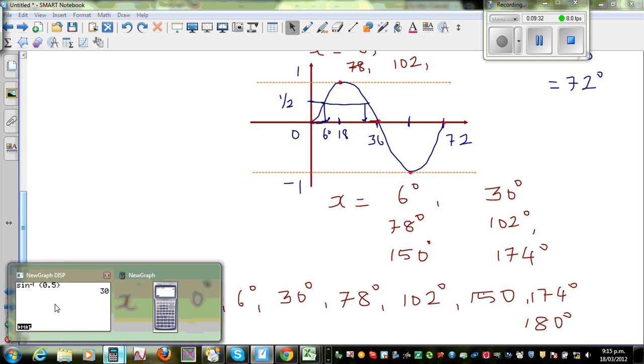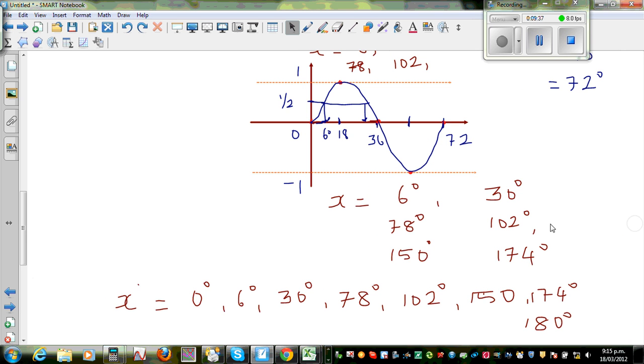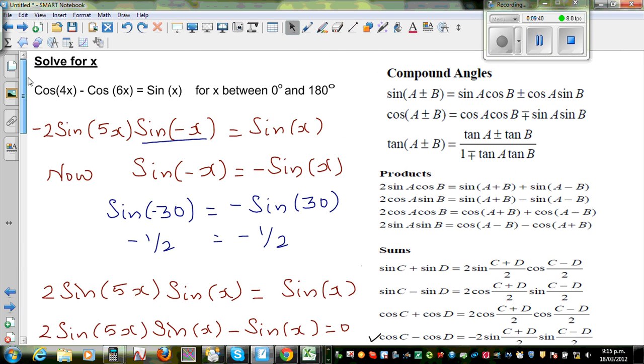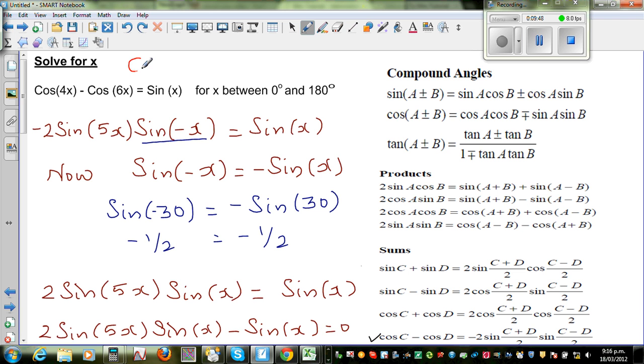So let us confirm this. Let me scroll up. I'm going to write this. If I want to type in this equation, I'm going to make it an equation. So this is cos 4x minus cos 6x minus sine of x is equal to 0. I'm going to find the roots of the equation.